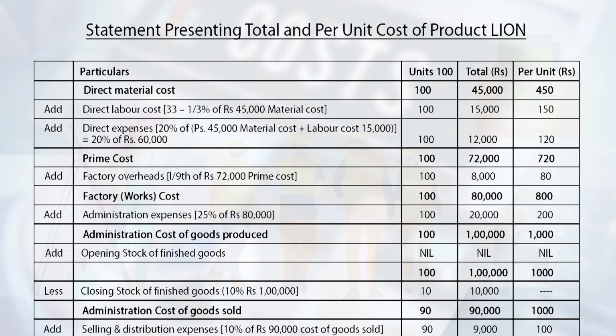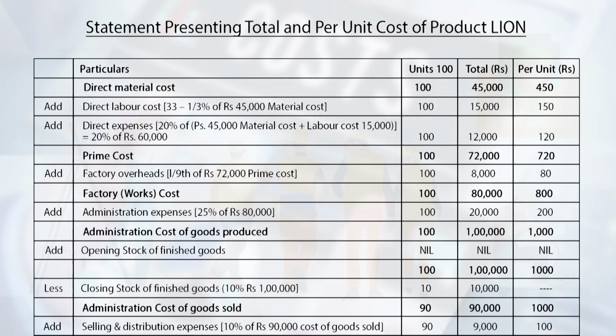In prime cost, add factory overhead, which is 1/9 of 72,000, our prime cost. The amount is 8,000 and per unit cost is rupees 80. That will give us factory cost of rupees 80,000. In factory cost, add administration expenses, which is 25% of 80,000. The amount is 20,000 and per unit cost is 200.